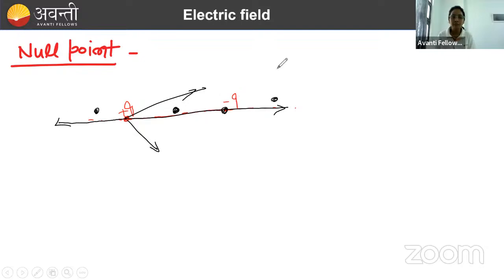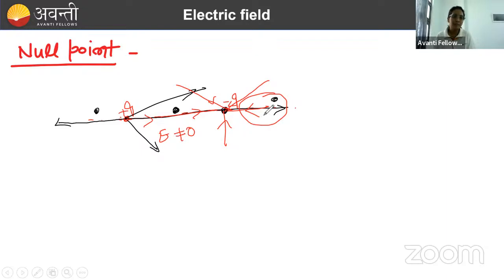And for the negative charge, in which sense will the electric field lines be? For the negative charge, they will be like this. So you can see here, the electric field line is opposite in this space and also in this space. In the space between these two charges, the electric field is in the same direction, so it can't be equal to zero because the fields will get added.